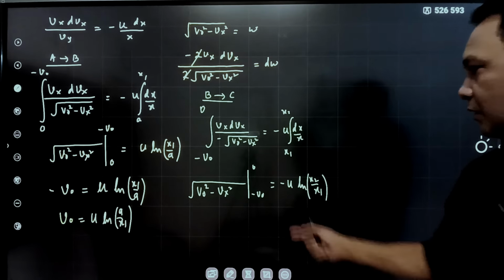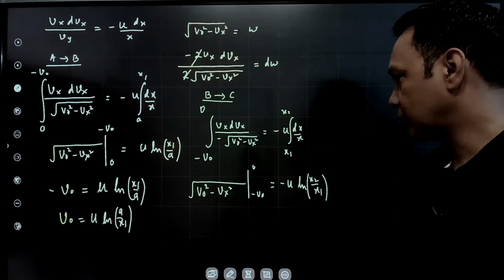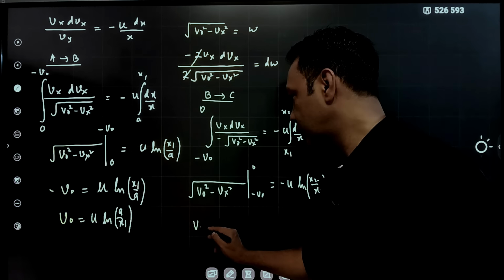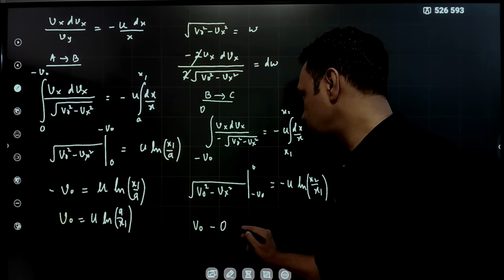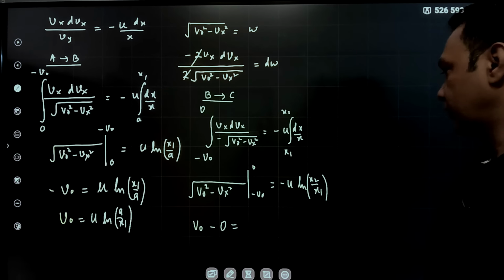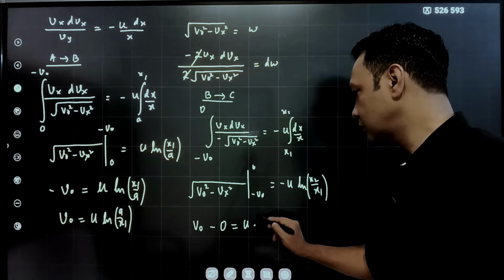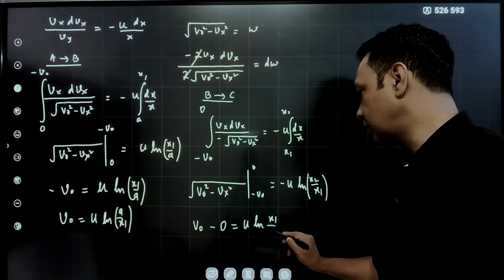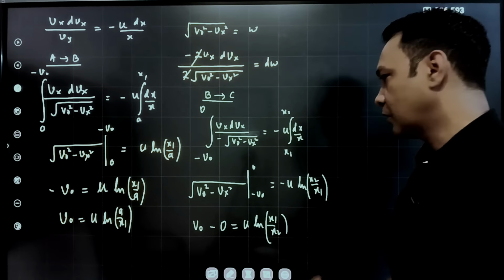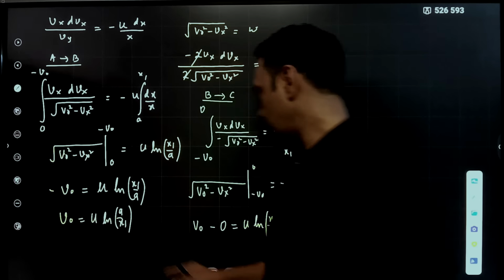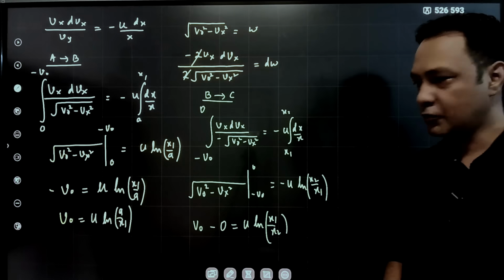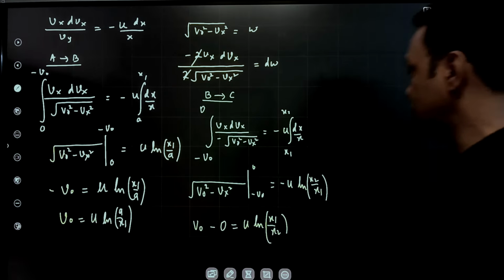All right, just put the limits. Upper limit we will get V0, and lower limit we will get 0, and here we can flip. So U ln x1 by x2. So we want to eliminate x1. We have to find the x2. So add these two equations.